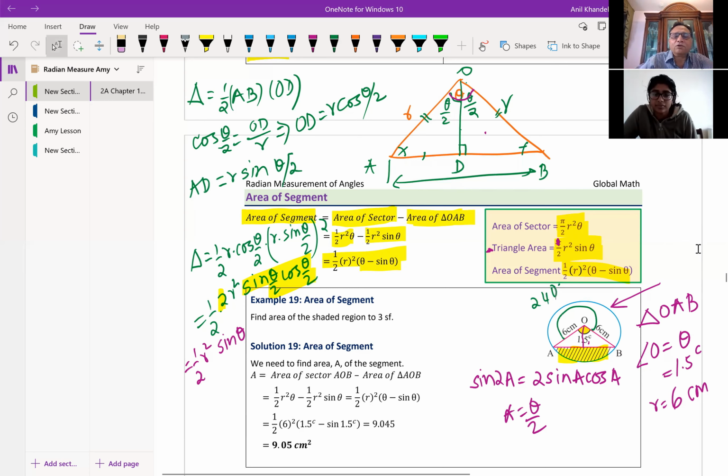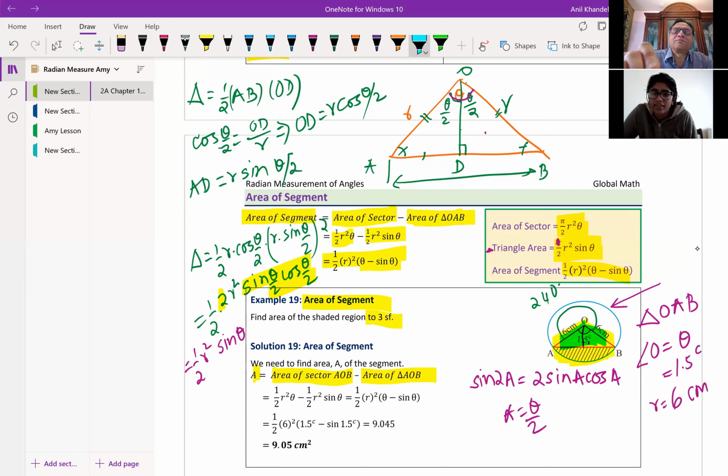Yeah, very clear. Now, can you go through the solution, which we have typed out here, and the question, please? So example 19, area of a segment. Find the area of the shaded region to 3 significant figures. Right. So we need to find the area A of the segment. So A equals the area of the sector AOB, and then subtract from it the area of the triangle AOB. Correct. Same thing, right? So when you talk about this triangle, it is this triangle, correct? So we have to take away this triangle from the sector. Perfect.